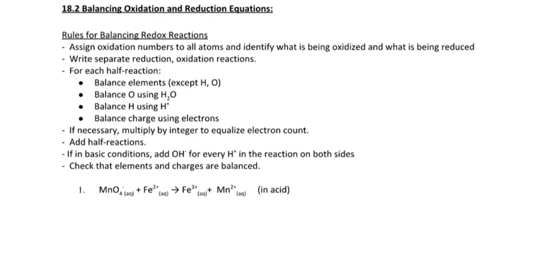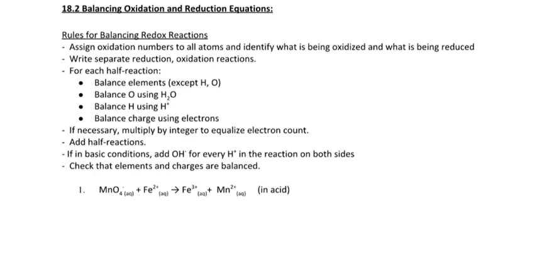This is the order in which I would do them. It says assign oxidation numbers to all atoms and identify what's being oxidized and what is being reduced. You might recall how we went about doing that. You're looking at some rules where all monatomic ions have their charge as their oxidation number. All just elements that are atoms are 0. Oxygen will be -2 unless it's a peroxide. Fluorine is always -1, and then so on for all the others.